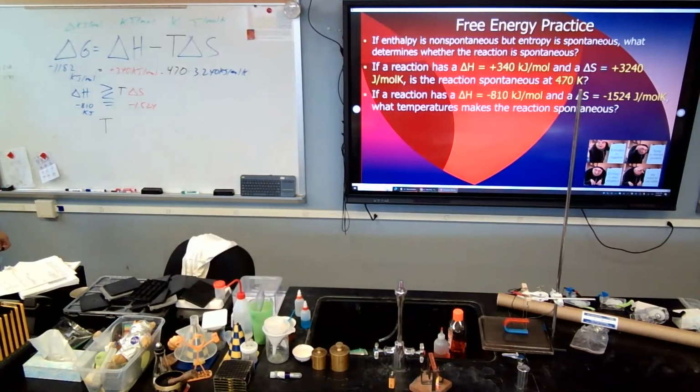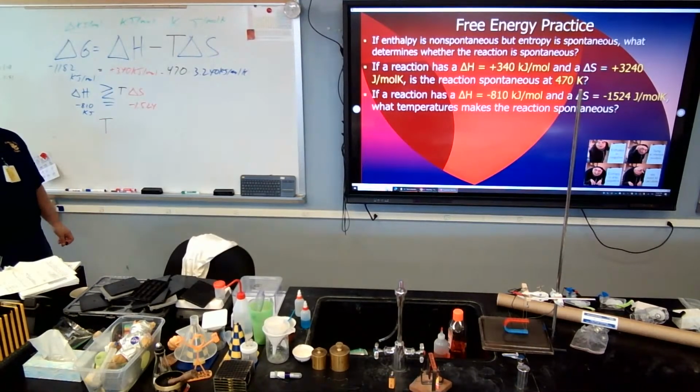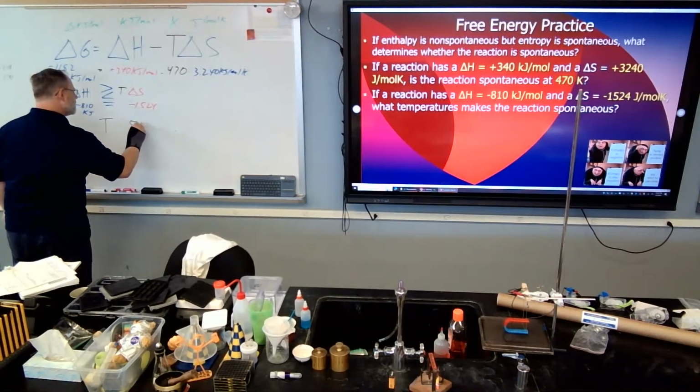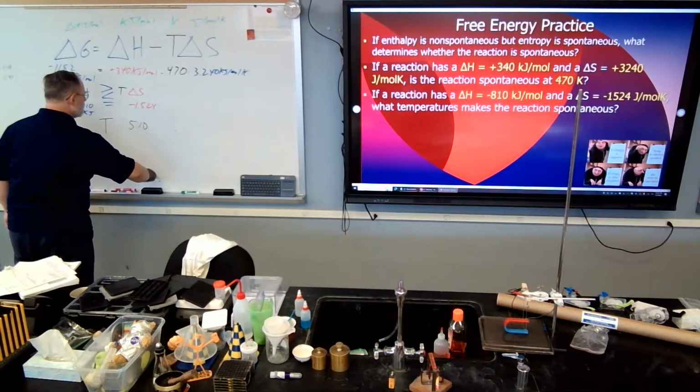Okay, what is the cutoff point? What temperature is the cutoff between the two? The temperature at which a non-spontaneous becomes spontaneous, or spontaneous becomes non-spontaneous. 531 Kelvin? Yes. So that's 810 divided by 1.524? Yes. Okay. So you said 510 Kelvin? 531. 531 Kelvin. Okay.